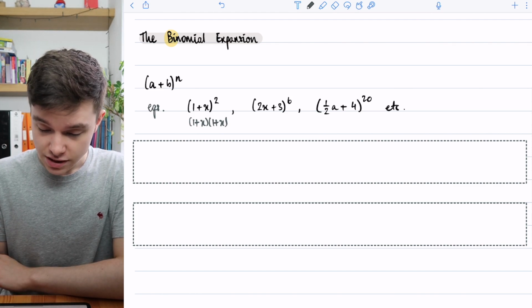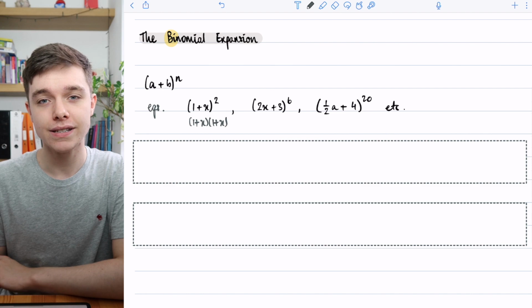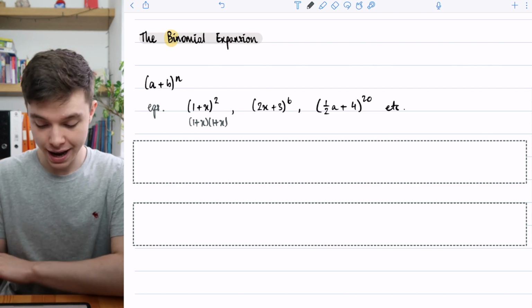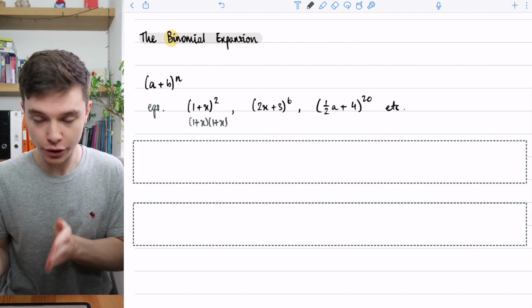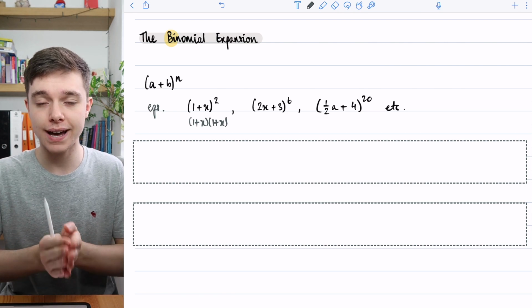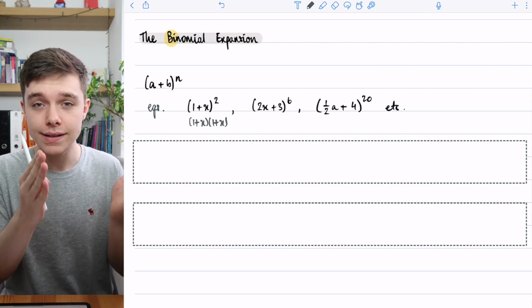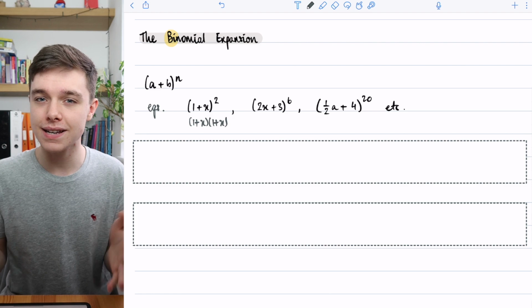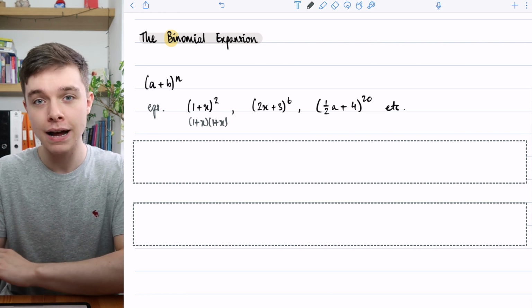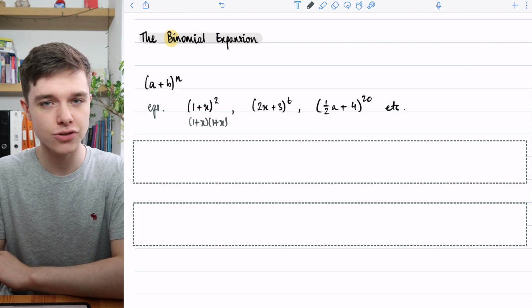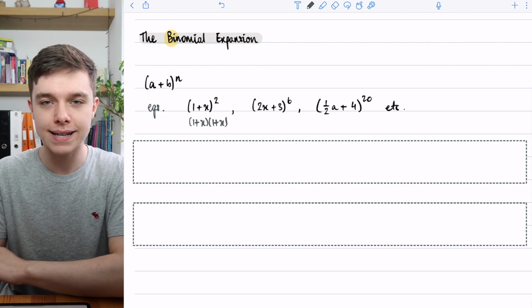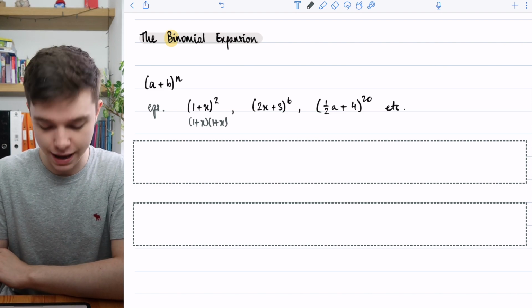Then we've got something to the power of 20. I would not like to do that by hand. That is a half a plus 4 to the power 20, so that is a half a plus 4 times itself 20 times. I would not want to expand that by hand. And I put etc there because there are loads of other examples of expanding brackets.